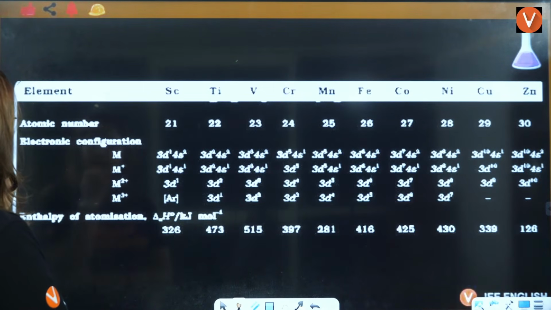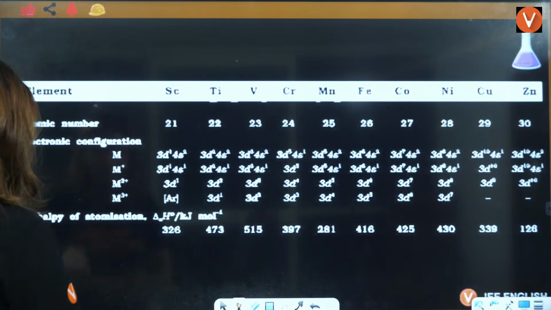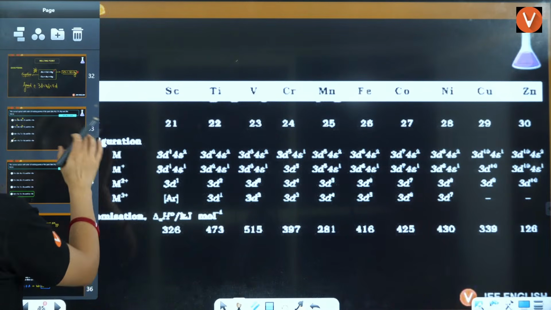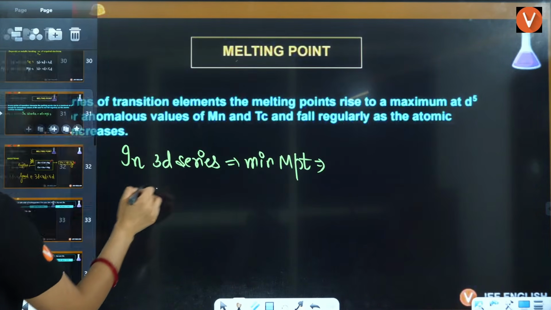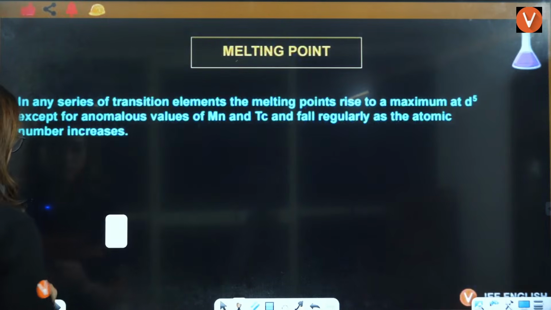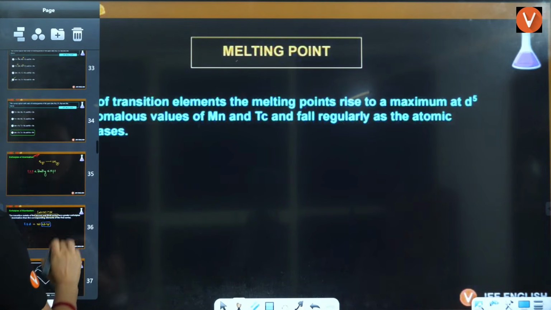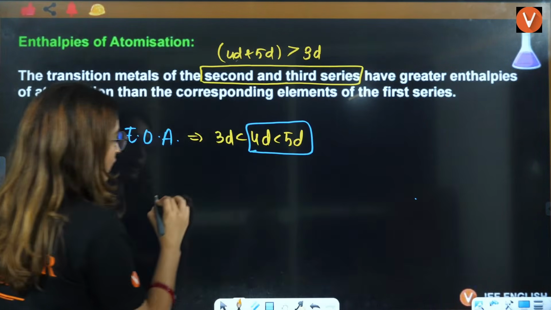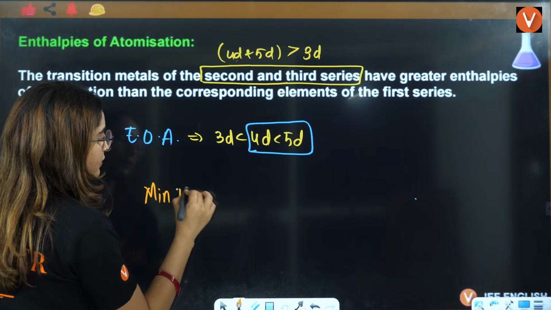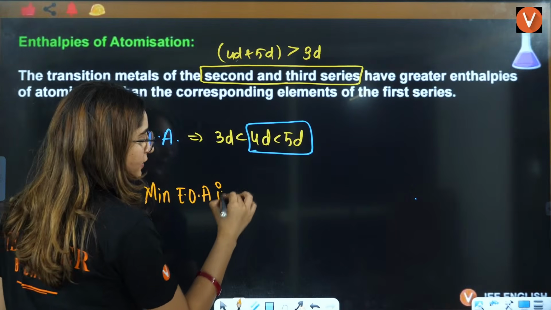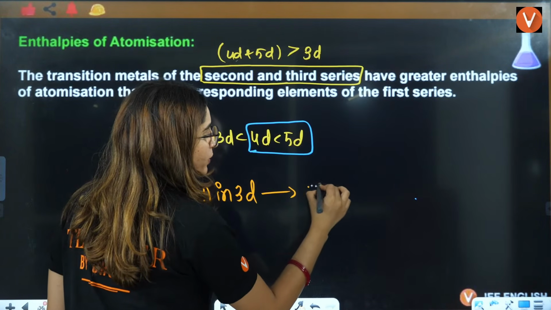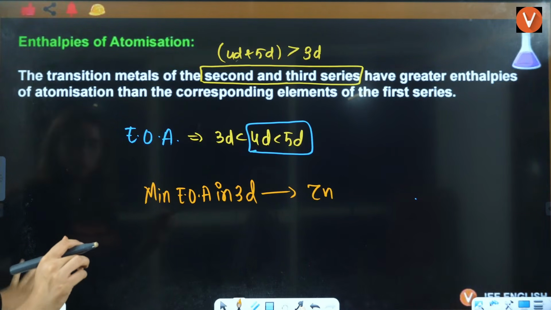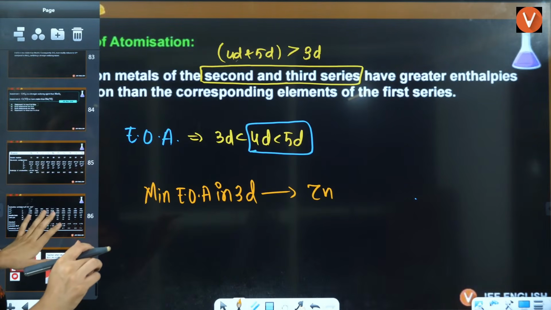Enthalpy is there. Electronic configuration, no, it is not there. I think I asked you the wrong question. I was supposed to ask you not the melting point, but the minimum enthalpy of atomization. That is in your data. So from the data, they can ask you minimum enthalpy of atomization in 3D. That is going to be zinc. If you talk about maximum, that will be for vanadium. Let me just show you that here.